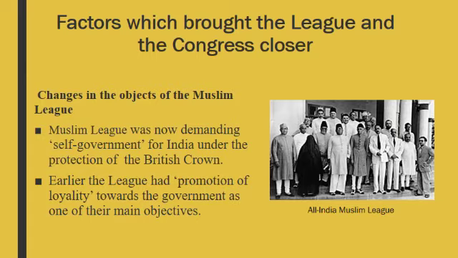There were certain factors which brought the League and the Congress closer. The first one was changes in the objects of the Muslim League. The Muslim League was now demanding self-government for India under the protection of the British Crown. Earlier, the League had promotion of loyalty, that is faithfulness towards the government, as one of their main objectives.